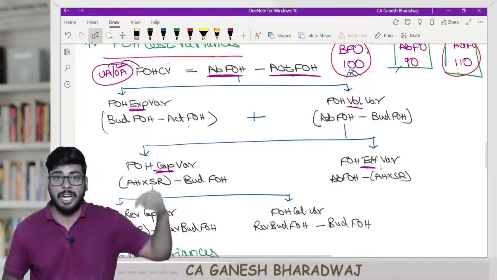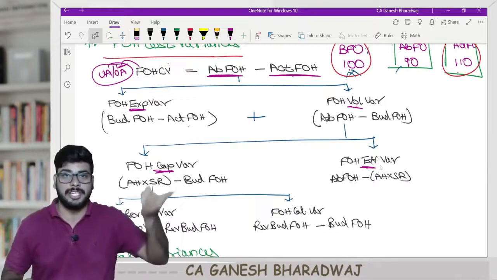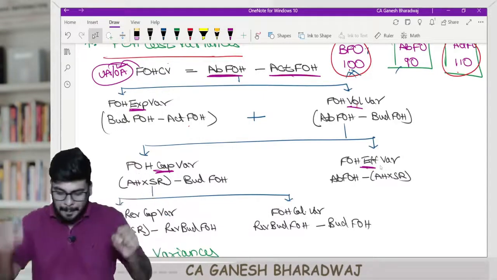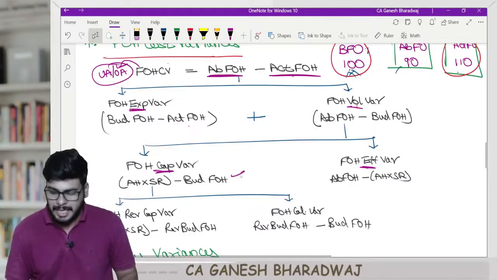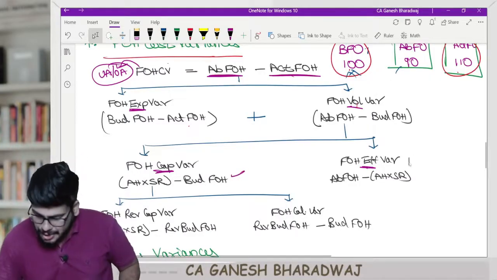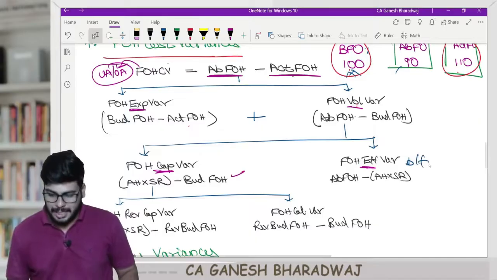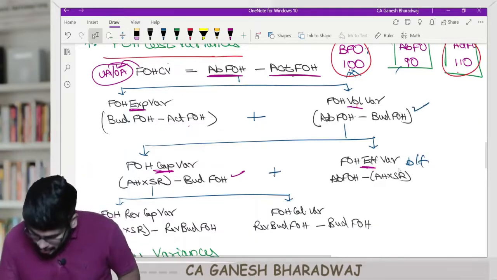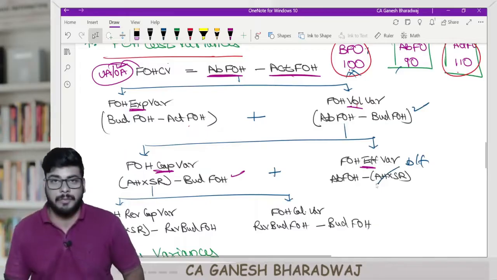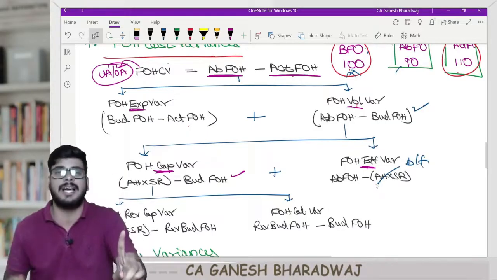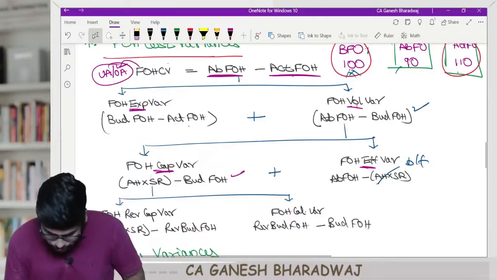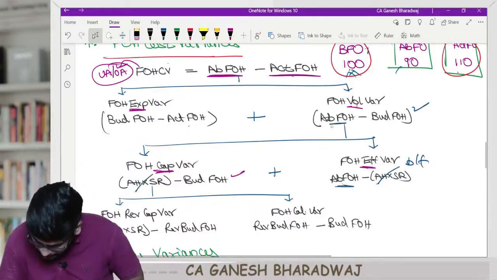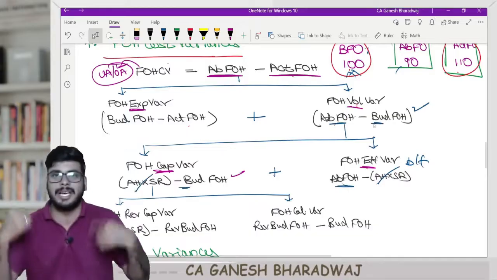Capacity variance is actual hours into standard rate. For the actual hours, if you multiply the standard rate, compare that figure with budgeted fixed overheads. Once again, efficiency variance is the balancing figure. If you add these two, you should get the top figure. The formula is absorbed fixed overheads minus AH into SR. AH into SR gets cancelled, and if you add up these two, you get absorbed fixed overheads minus budgeted fixed overheads. Are you clear with this?